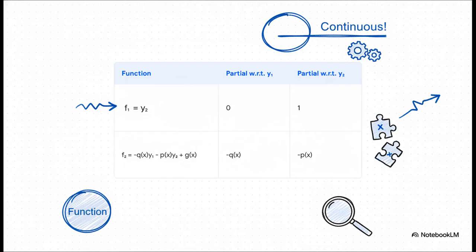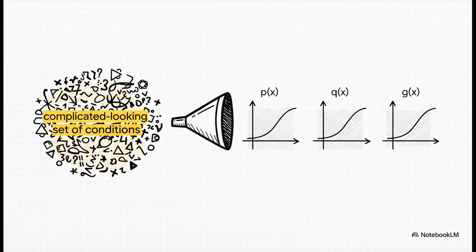Okay, check this out. When we actually calculate these partial derivatives, something really amazing happens. For our first function, f1, the derivatives are just 0 and 1. Those are constants, and constants are always continuous. Then for our second function, f2, the derivatives are negative q of x and negative p of x. They don't depend on y1 or y2 at all. So here's the punchline, the crucial point. The entire complicated-looking set of conditions for our system, well, it just boils down to one incredibly simple requirement. All we need is for the original coefficient functions from our equation, p of x, q of x, and g of x, to be continuous on an interval that contains our starting point.